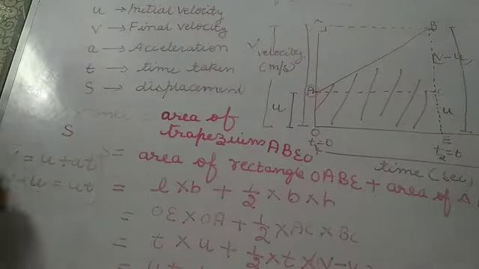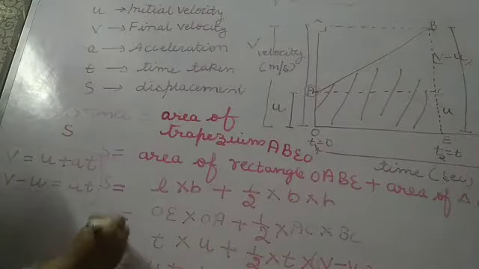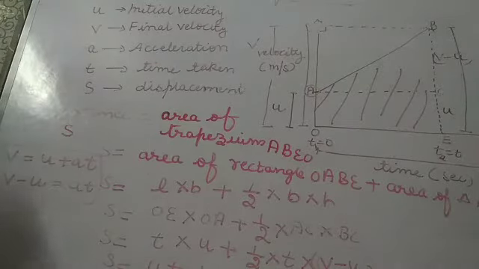This is a separate part: S, S, S and S. Can I write S is equal to ut plus half at square? And you know that this S is equal to ut plus half at square is our second equation of motion. I think it is clear to you.